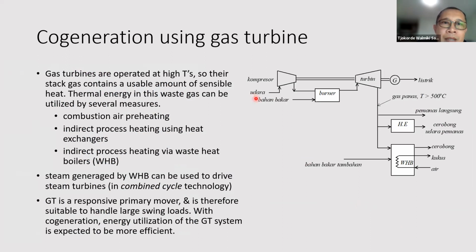Next, cogeneration using a gas turbine. This is actually very popular. Gas turbines are operated at high temperatures, so their stack gas is still quite hot. It still contains a usable amount of sensible heat, and the thermal energy in this waste gas can be utilized by several measures. Sorry, I forgot to override the Indonesian notations here.